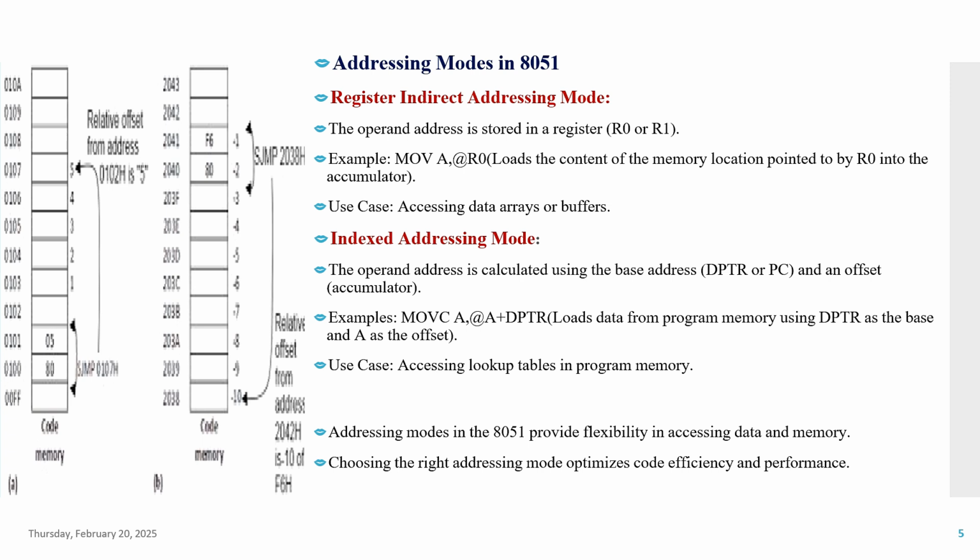What is the example? MOVC A, @A+DPTR, that loads data from program memory using DPTR as the base and A as the offset. And what is the use case? Accessing lookup tables or data stored in program memory. And the previous one is the indirect addressing mode. We have already known about this. So up to this, I think it's clear.